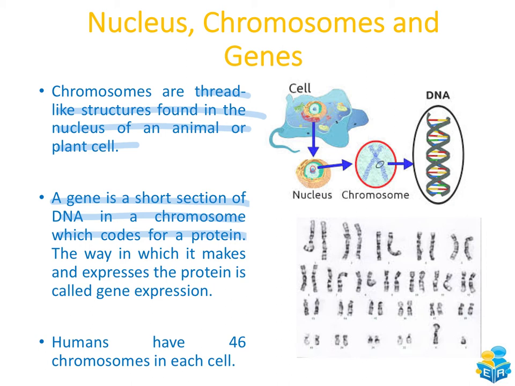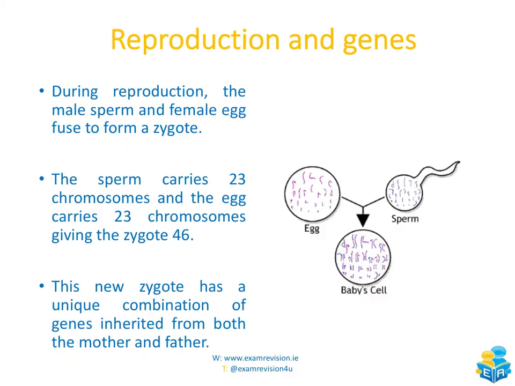Humans, as we said then, will have 46 chromosomes in each cell. So they will have 23 pairs. One of those pairs are the sex chromosomes. This last pair down here will control whether the offspring is male or female. All of the other ones will code for other proteins and will determine other characteristics. And it's the genes that are located on the chromosomes that will do that for us.